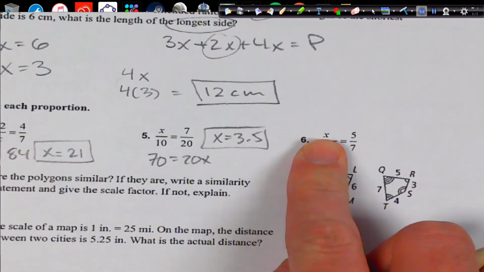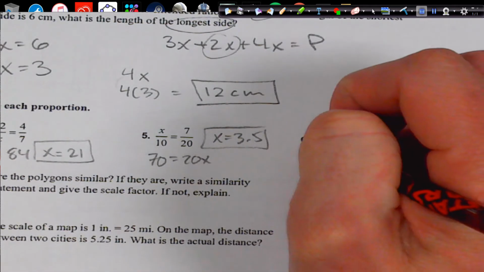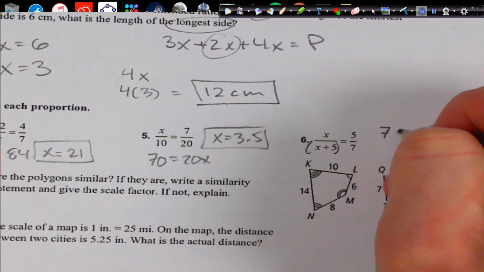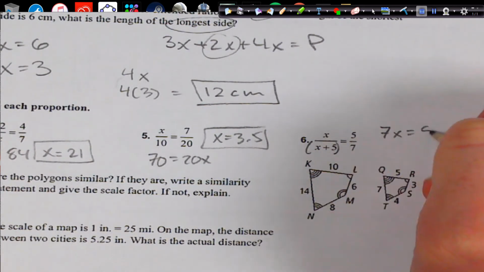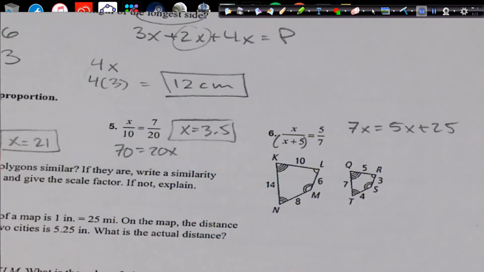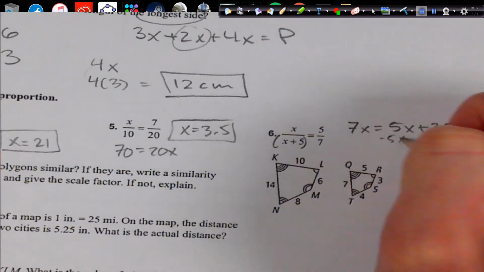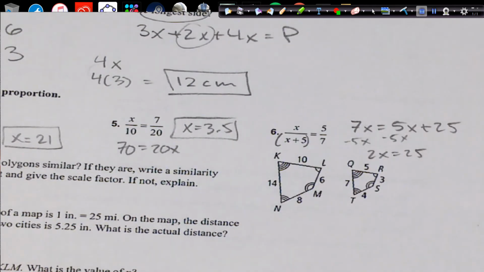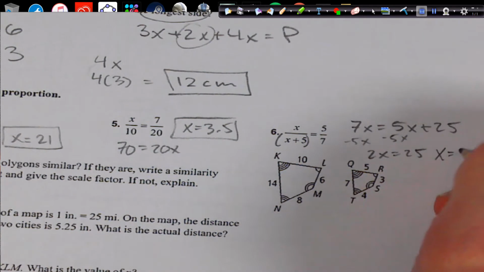Over here, as soon as I see a binomial, I'm going to put parentheses around it. We're going to cross multiply. We get 7x equals 5x plus 25. Subtract the 5x over. We get 2x equals 25. And then divide 25 by 2, and we're going to get x equals 12.5.